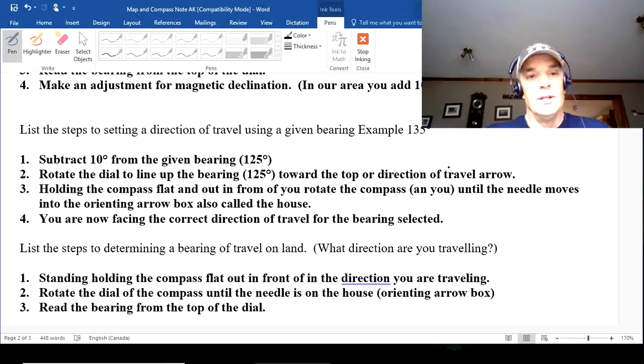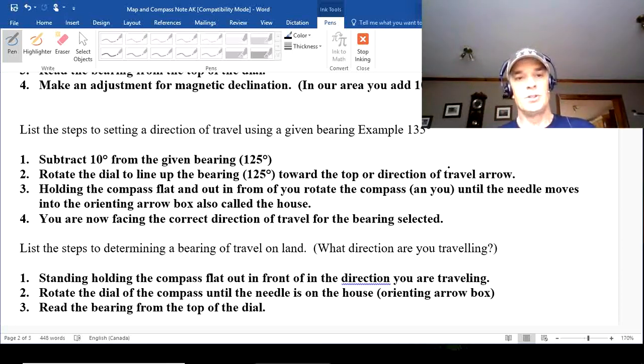Okay. All right, so the last one is what if I'm standing somewhere in the wilderness and I'm traveling in a particular direction and somebody calls me on the cell phone and says, "Well, what direction are you traveling in?" And you're going, "I don't know, I have no idea." Well, you need to be able to use your compass to figure out which direction you're traveling in.